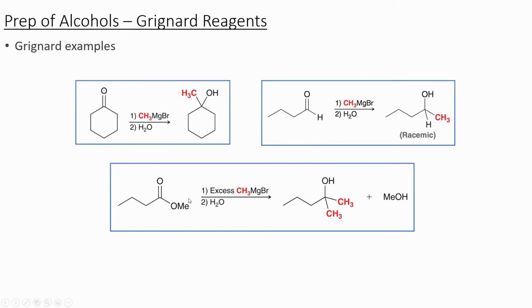Now, here's another example. Here we have an ester instead of a ketone or an aldehyde. So this carbon is in a higher oxidation state. Remember we talked about oxidation states on Thursday. This carbon is in an even higher oxidation state, and it's able to make two full additions, and therefore we're going to get a tertiary alcohol as our product.